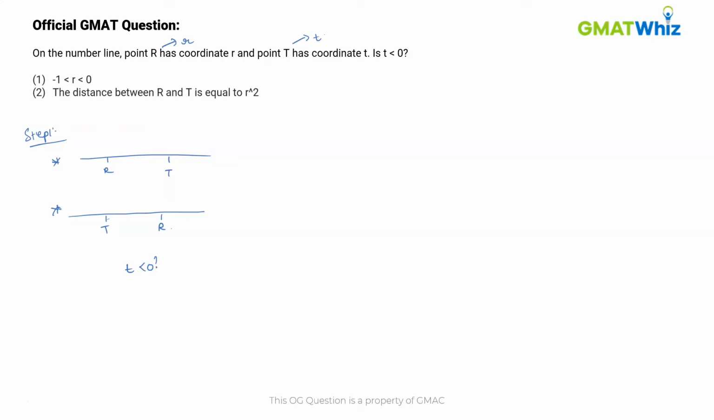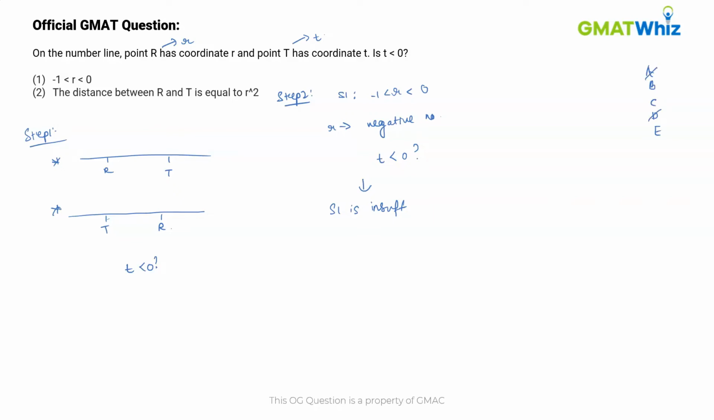Now, since there is not much that we can infer from the question stem, we move on to step 2 and analyze statement 1. In statement 1, we have the value of r to be between -1 and 0. This means that r will always be a negative number. But the question asks us to find if the value of t is less than 0 or not. And from statement 1 we cannot infer the nature of t. So we say that statement 1 is insufficient, and from the given options we eliminate options A and D.